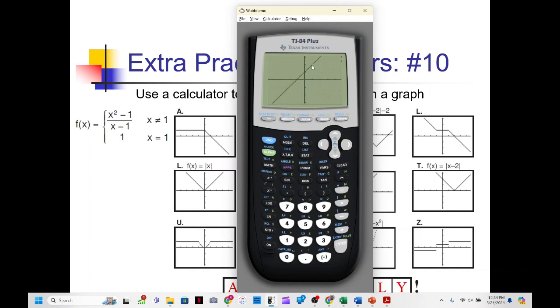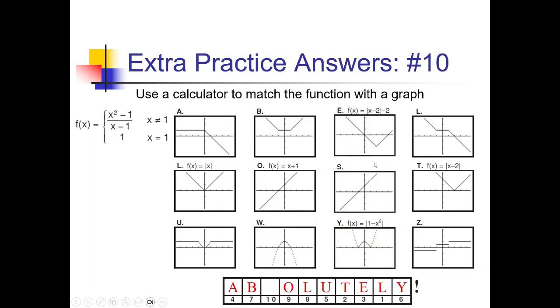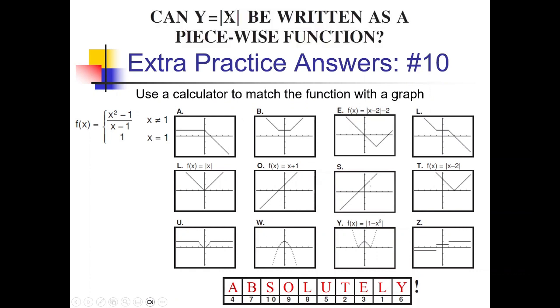So there it is. But notice now we've got a little hole in here, and there's a little dot down here where that hole kind of fell out. So that matches up with S, which is going to be our spot 10 there. And now we can actually solve the puzzle. Can y equals absolute value of x be written as a piecewise function? Absolutely, because we actually saw several of these piecewise functions that ended up being these absolute value ones.